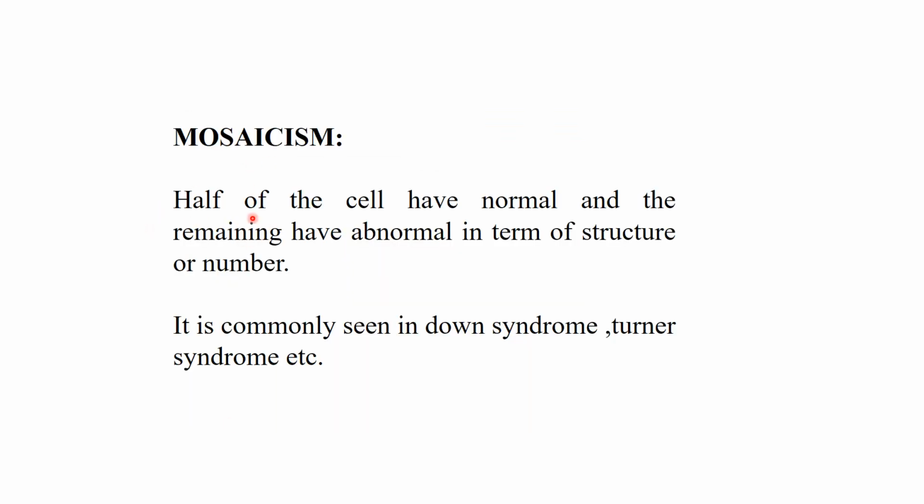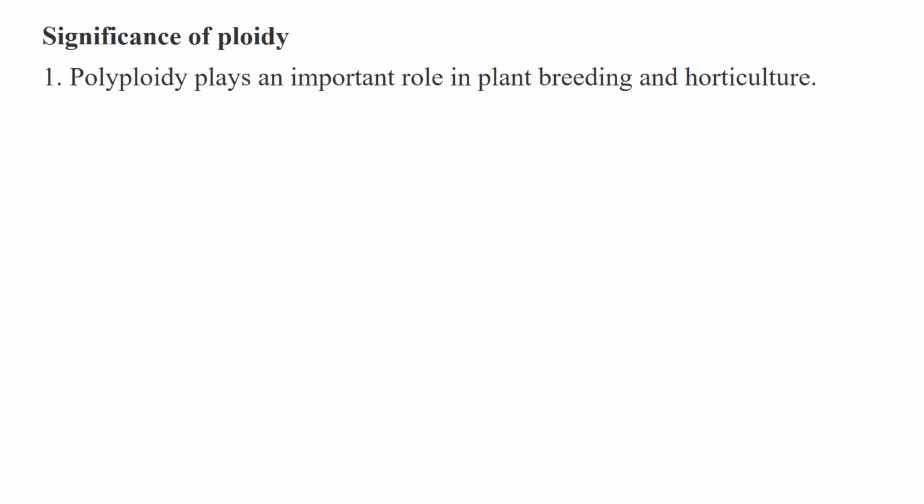Mosaicism: half of the cells are normal and the remaining are abnormal in terms of structure or number. When some cells have normal chromosomes and some have abnormal chromosomes, in terms of both structure and number, that type of condition is called mosaicism. It is commonly seen in Down syndrome or Turner syndrome.